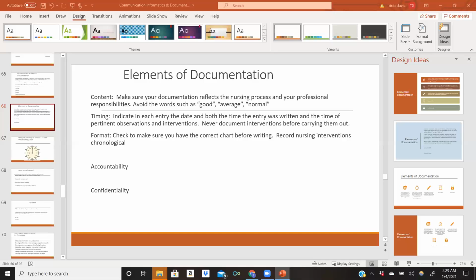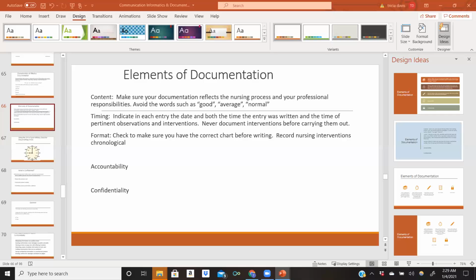You want to record on the proper form or the screen that's designated by your facility policy. Most places have electronic health records now, so you're documenting in the computer. With paper charts, you want to print or make sure you write legibly in black ink to ensure permanence. You don't want anyone to be able to come by and erase it like if it was in pencil.